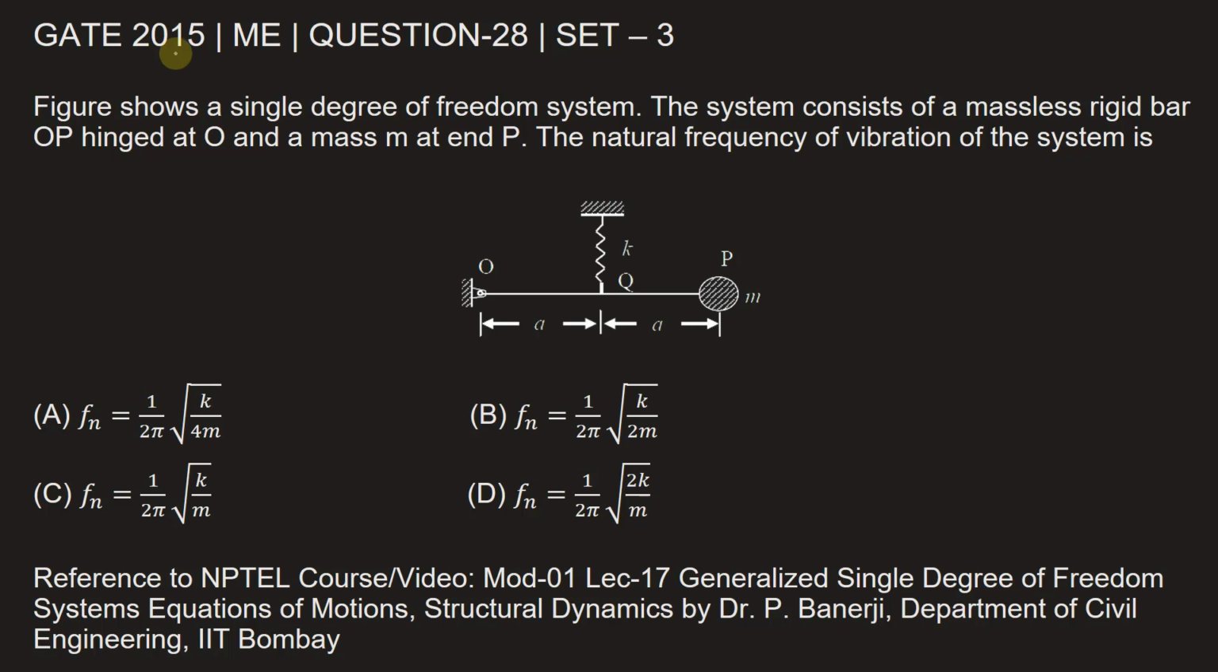This question is from GATE 2015, Mechanical Engineering paper, Set 3, question number 28. The figure shows a single degree of freedom system. The system consists of a massless rigid bar OP hinged at O and a mass M at end P. The natural frequency of vibration of the system is.